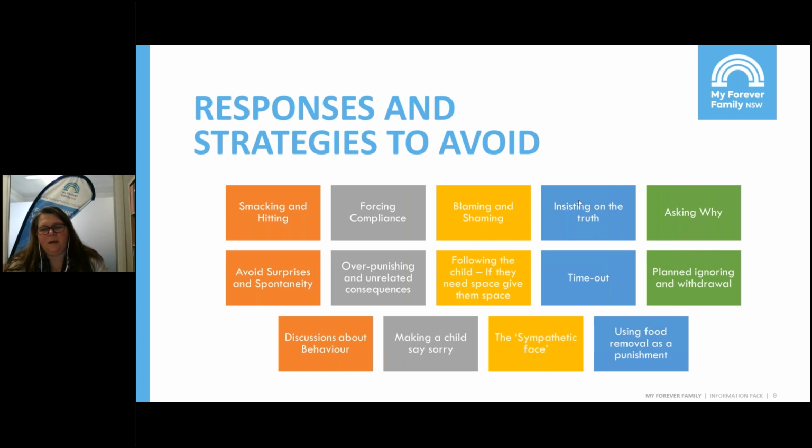Insisting on the truth. We will have a webinar coming up, probably in July, on dealing with lying behaviour and how this is impacted in out-of-home care. But insisting that they tell the truth is actually reactivating that blame characteristic, and it's also impacting on their control and power dynamic. Insisting on the truth is probably going to push them further away, and they'll maintain their position quite adamantly.